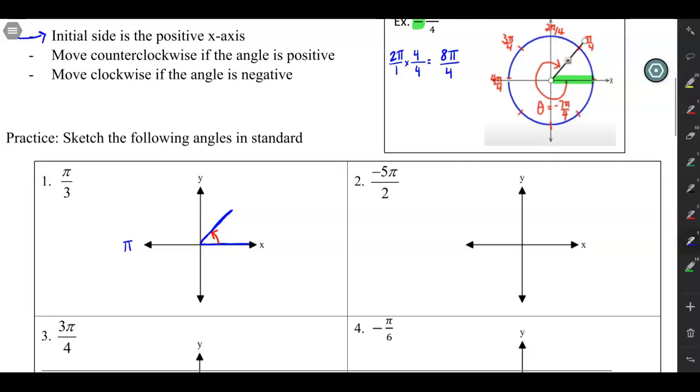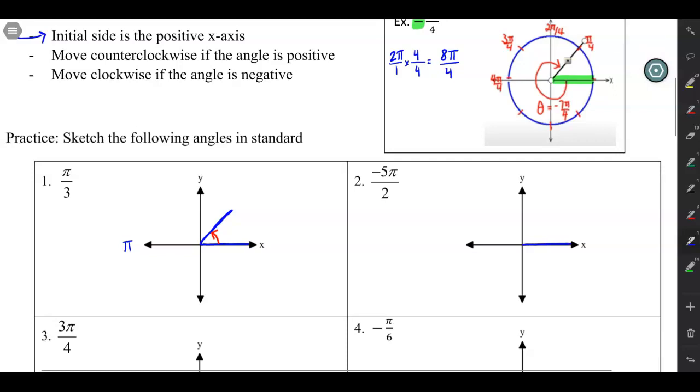All right, let's do a negative angle. So number 2, I have negative 5 pi over 2. So this is negative 5 pi halves. Since it's negative, we know we're going to be going clockwise. And as always, we're going to start with this initial side.